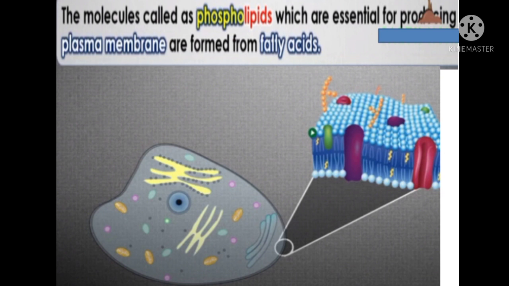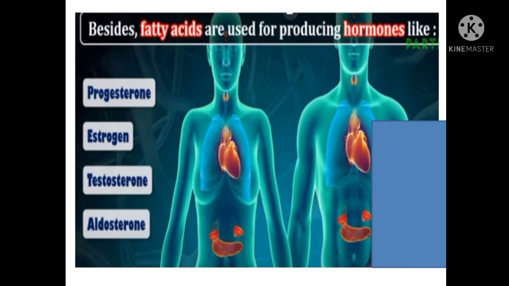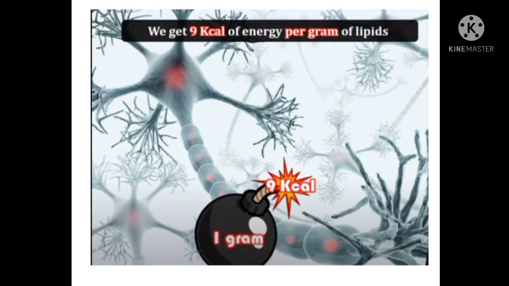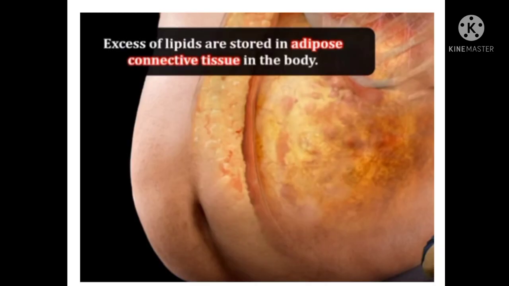Besides, fatty acids are used for producing hormones like progesterone, estrogen, testosterone, aldosterone, etc., and the covering around the axons of nerve cells. We get 9 kilocalories of energy per gram of lipids. Excess lipids are stored in adipose connective tissue in the body.